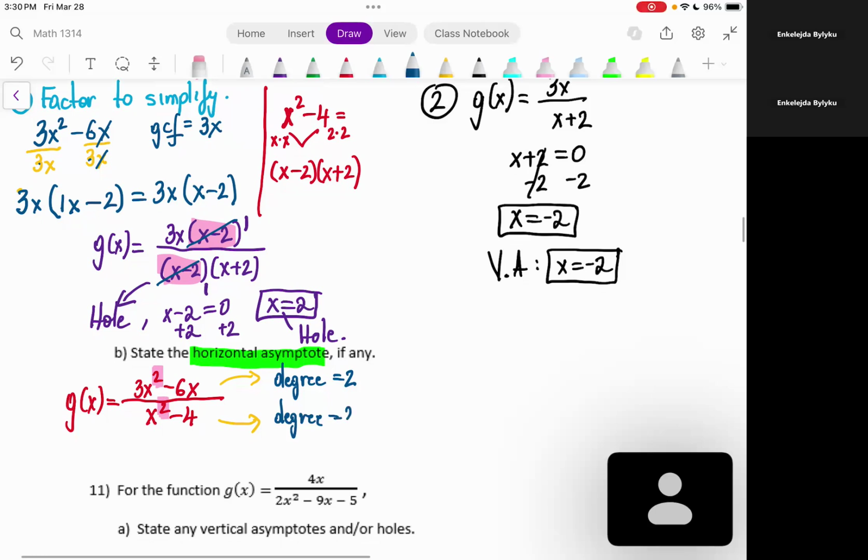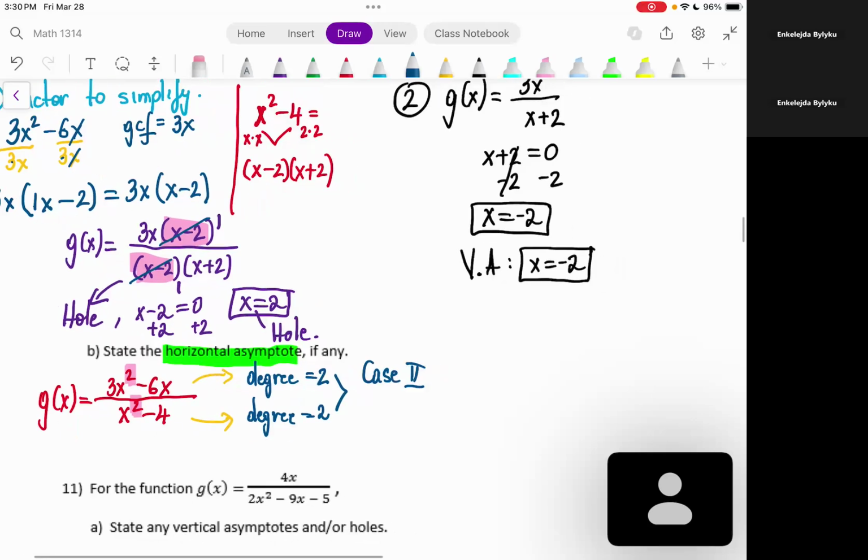So the degrees are the same. That means we have case number 2. When the degree of the numerator is the same as the degree of the denominator, then the horizontal asymptote will be the line y equals the ratio of the leading coefficients, a over b. Let's go back to our function. The leading coefficient of the numerator is 3. The leading coefficient of the denominator, there is no leading coefficient, so safely we can put a 1 in there. So our horizontal asymptote will be y equals 3 over 1, or just simply y equals 3.